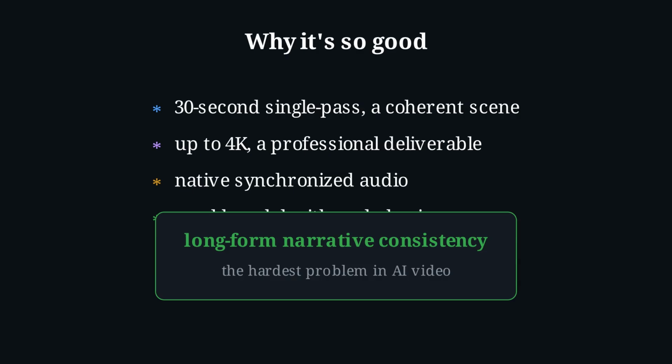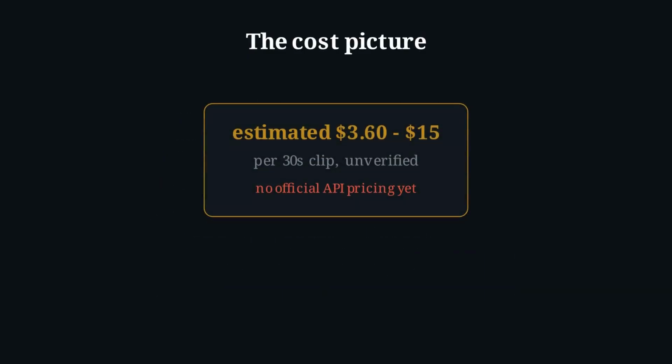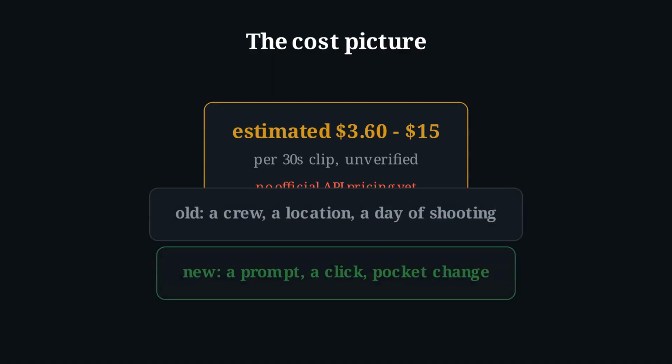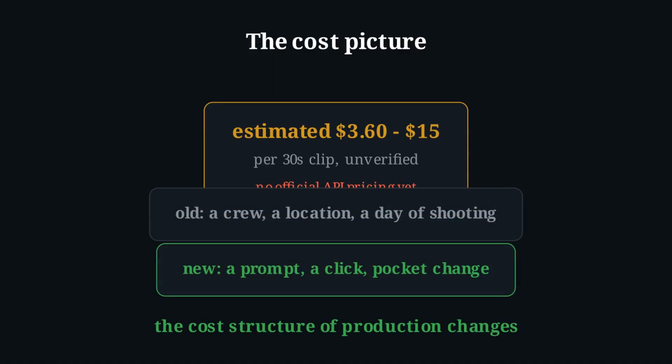Now the practical side, the cost. And here is the honest picture. As of right now, ByteDance has not published official per-second API pricing for Seedance 2.5. The consumer surfaces like Emung and Gemina offer free daily credits when you start, and then paid tiers. Industry analysts estimate that a 30-second clip through the API could run anywhere from about $3.60 to $15 per generation. But those numbers are estimates, not official rates.